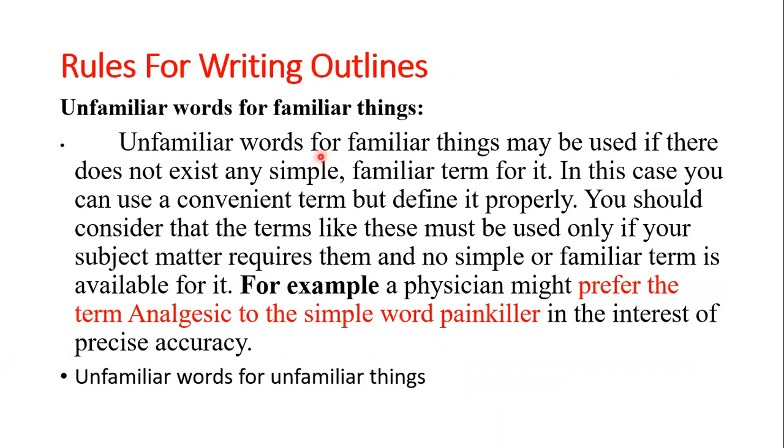Well, unfamiliar words for familiar things. Sometimes unfamiliar words for familiar things may be used if there doesn't exist any simple familiar term for it. In this case, writers use a convenient term but define it properly. Clear? Let's take, for example, analgesic.